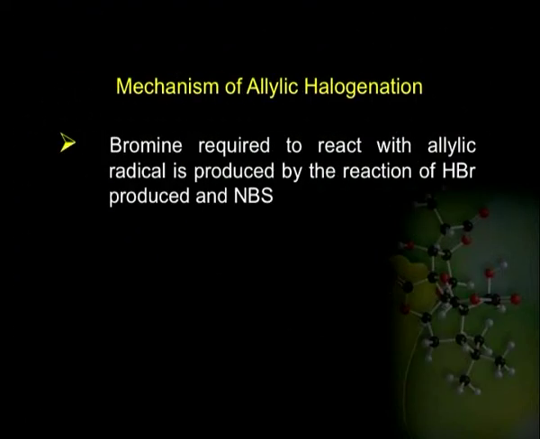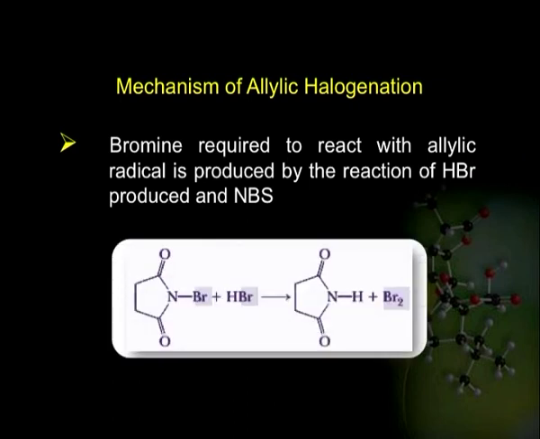So, the bromine required to react with allylic radical is produced by the reaction of HBr, which was produced, with NBS. So, N-bromosuccinimide with HBr generated this bromine, and this is the succinic acid. So, bromine which is required for the reaction is also generated by N-bromosuccinimide. So, that is how this reaction is important.